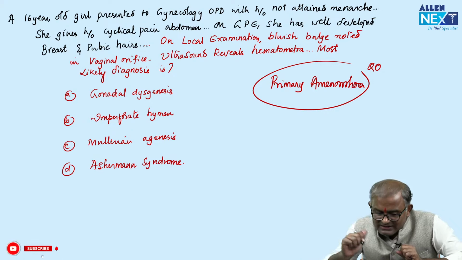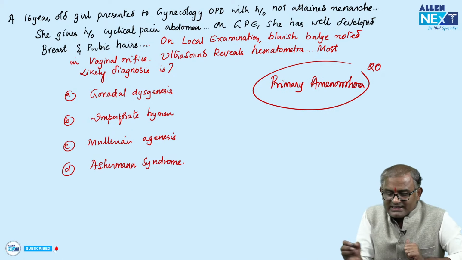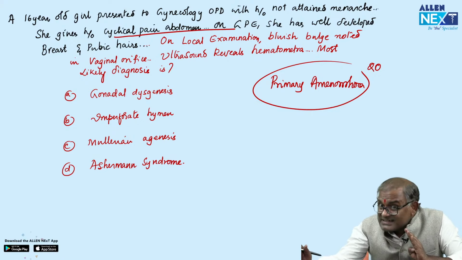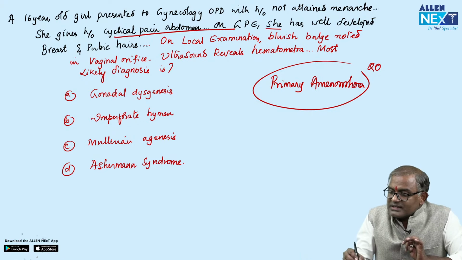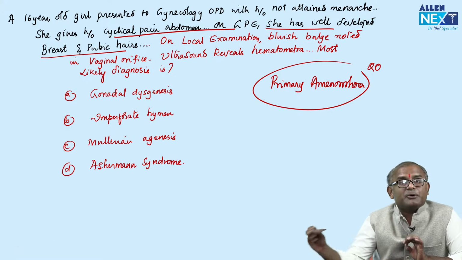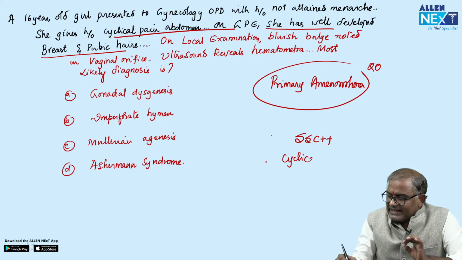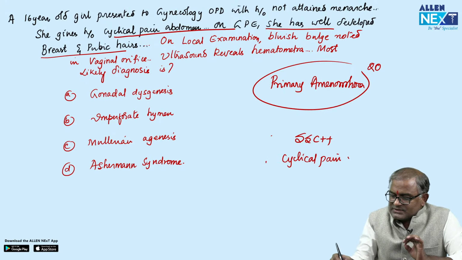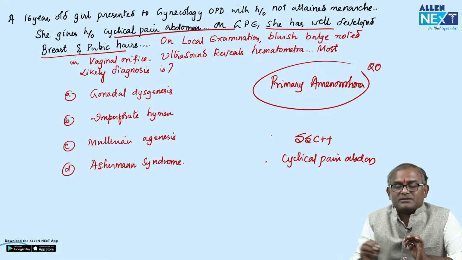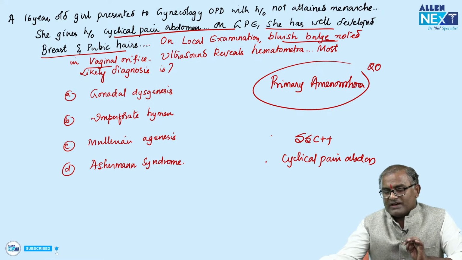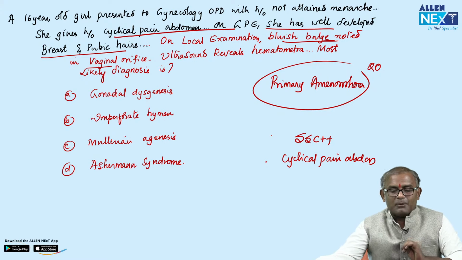Now, doctor, here this girl presents with primary amenorrhea. She is giving cyclical pain abdomen, means monthly she is getting the pain. She has well developed breast and pubic hair, so she has got secondary sexual characteristics. On local examination, there is bluish bulge noted in the vaginal orifice. Ultrasound reveals hematometra. Most likely diagnosis?